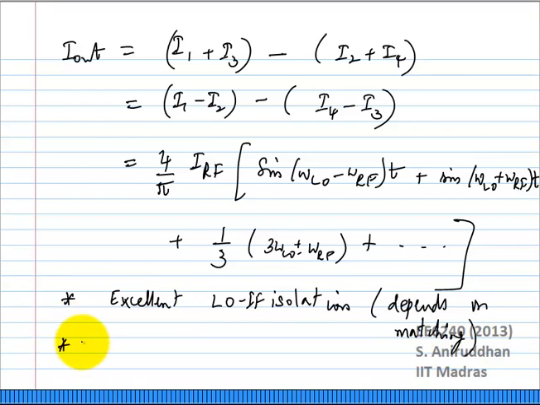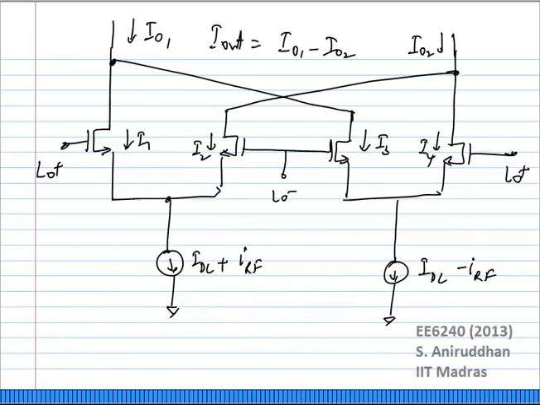The other nice thing is conversion gain GC is now 4 by pi GM RL. Because you now have differential paths on the RF, you can get by without it. So this kind of mixer is called a Gilbert cell mixer or a Gilbert cell double balance mixer.